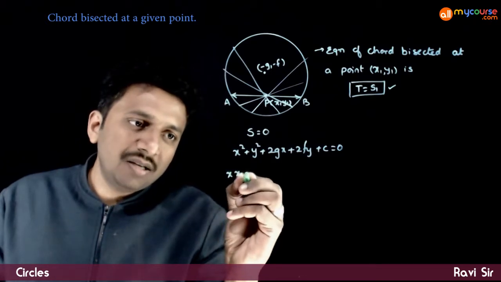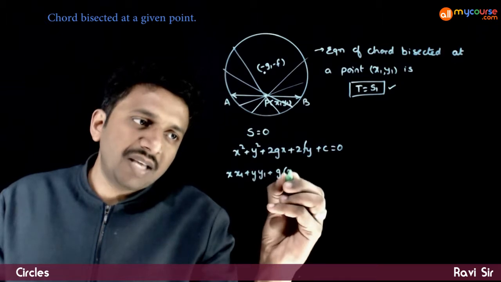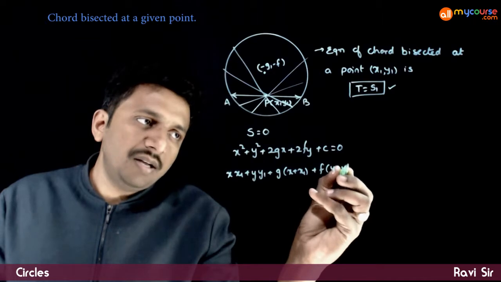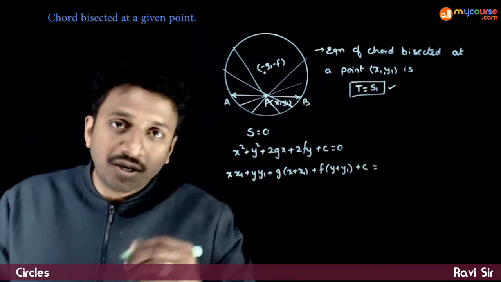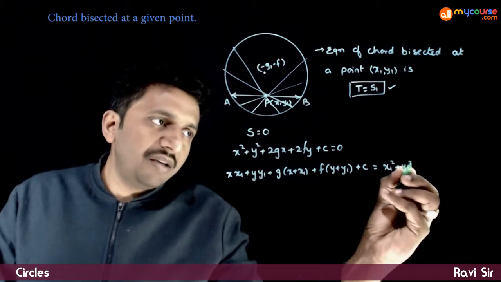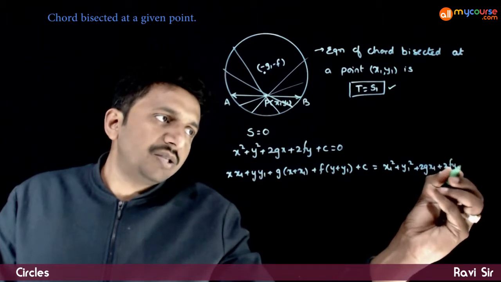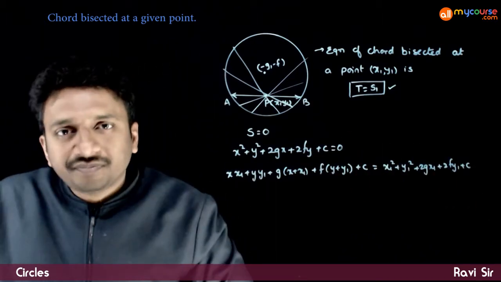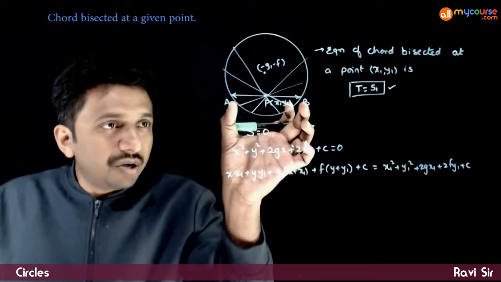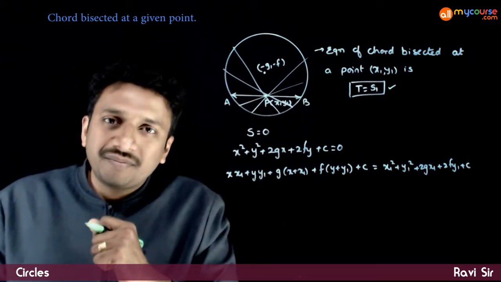T is equal to S1. That is xx1 plus yy1 plus g times x plus x1 plus f times y plus y1 plus c is equal to x1 square plus y1 square plus 2gx1 plus 2fy1 plus c. This is the equation of this chord AB, which is exactly bisected at this point.